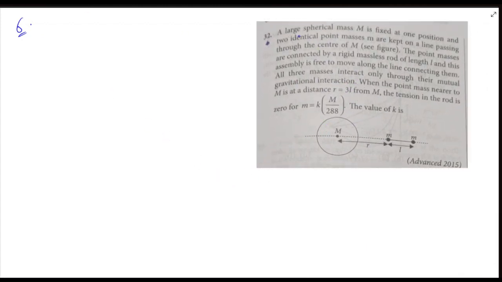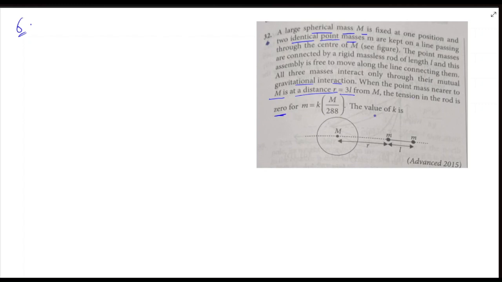So in this, a large spherical mass M is fixed at one position and two identical point masses, this and this, are kept on a line passing through M, as seen in the figure. The point masses are connected by a rod, so this is a rod here of length L, and this assembly is free to move along the connecting line. All the three masses interact only through their mutual gravitational interaction, right? When the point mass is near to M, so this is 3L, the tension in the rod is 0.